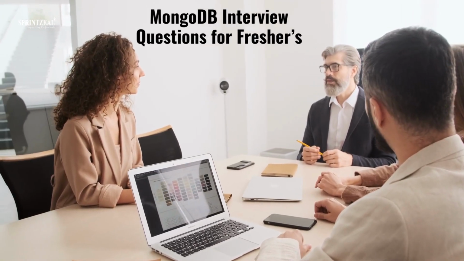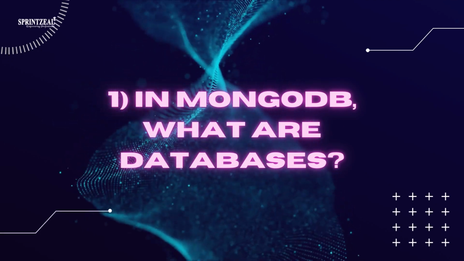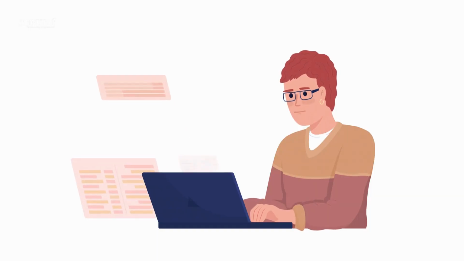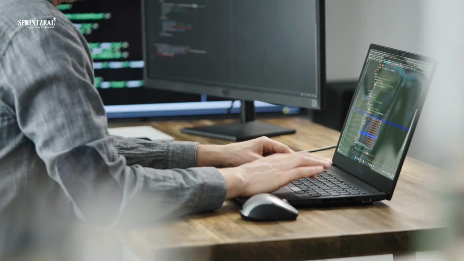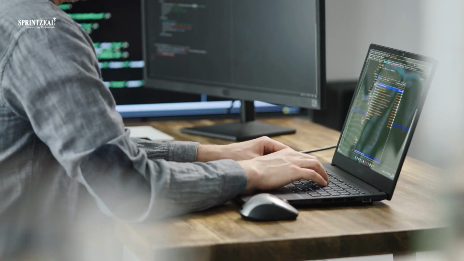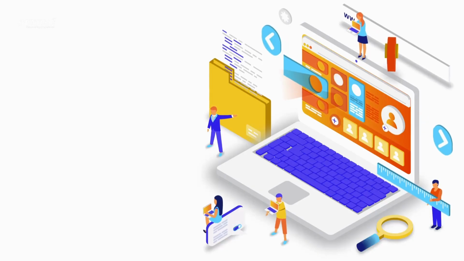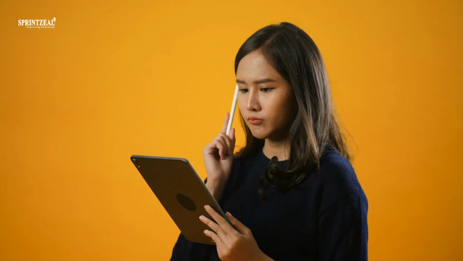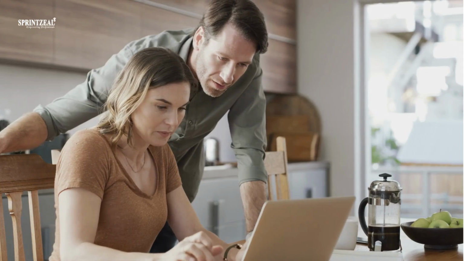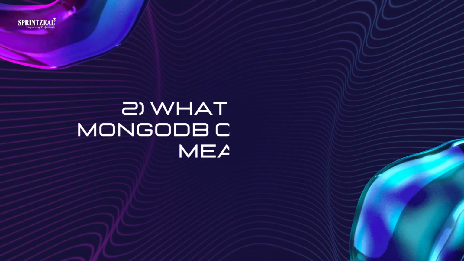MongoDB interview questions for freshers. 1. In MongoDB, what are databases? In MongoDB, sets of documents are called collections. MongoDB then groups these collections into a database that can be hosted by MongoDB, but it is restricted from spreading the data of collections across other databases. Some database titles of MongoDB are as follows: Admin, Local, Config.